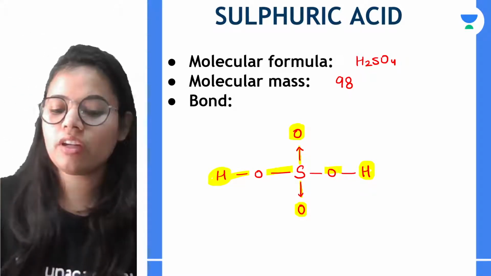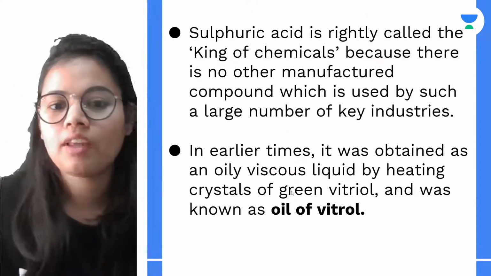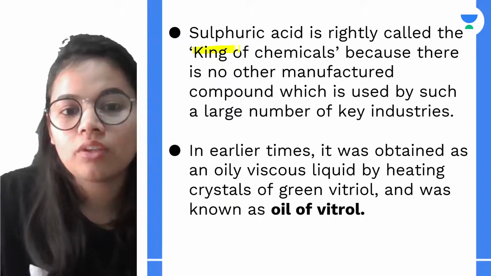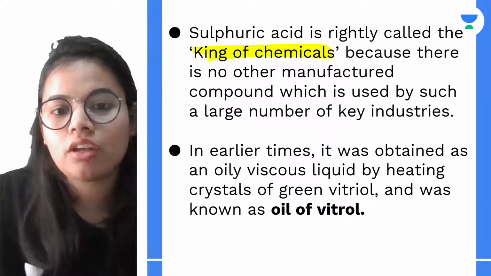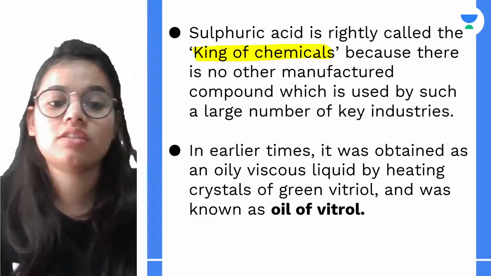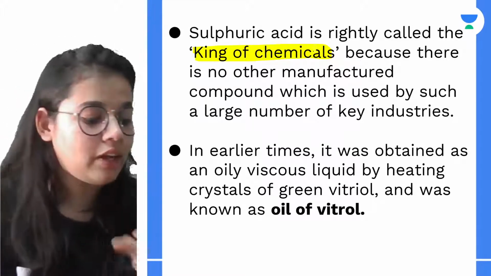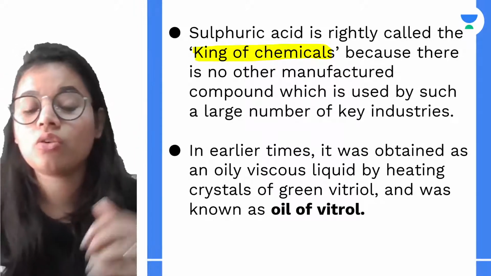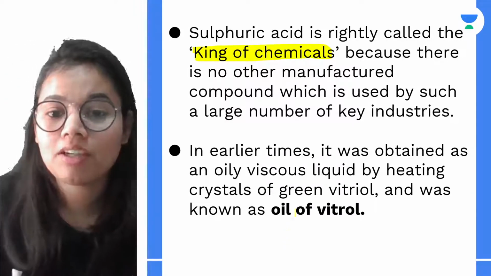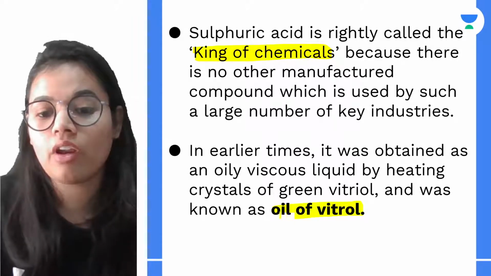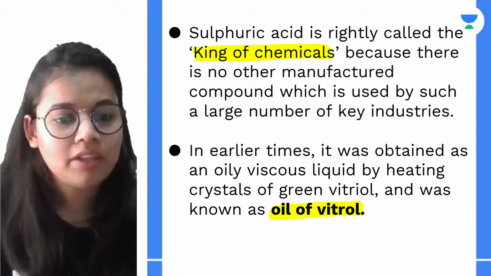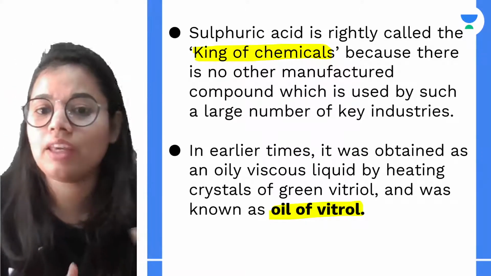You might have understood it. We will be moving on to the basic introduction. So sulfuric acid is known as king of chemicals. Your MCQ type of questions can arise from this point, that what is the other name of sulfuric acid? So it could be known as king of chemicals. It can be also known as oil of vitriol. So these are the 2 other common names of sulfuric acid that we can have.